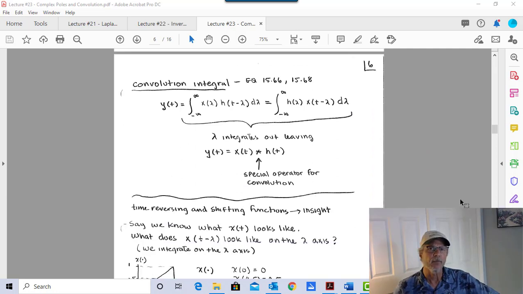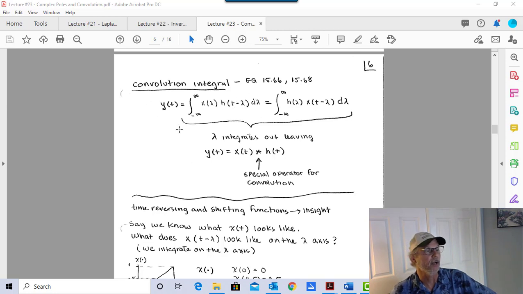At this point, we're ready to introduce the convolution integral formulae. And here it is. It's right in your textbook. What we have is y of t, or in other words, the output of our system as a function of time, is equal to the integral from negative infinity to infinity of x of lambda, let's say that's our input, multiplied by h of t minus lambda, d lambda.